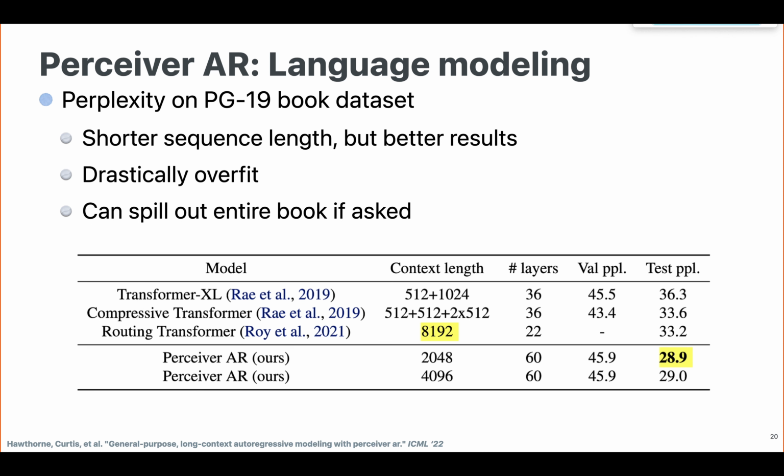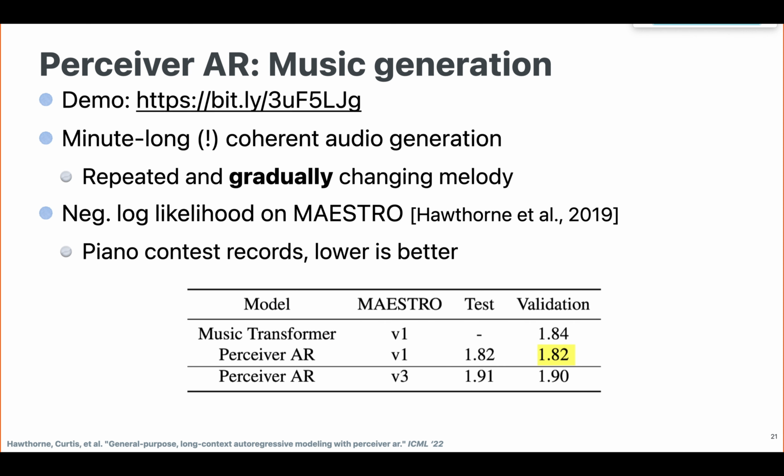And for language modeling, what's very interesting to me is that they evaluate on this PG19 book dataset, and they really achieved state-of-the-art results. And they were very honest. They said that they overfit on this dataset by quite a lot because they can spill out the entire book if asked. Because you have the context to feed the whole book in, and you memorize all of it.